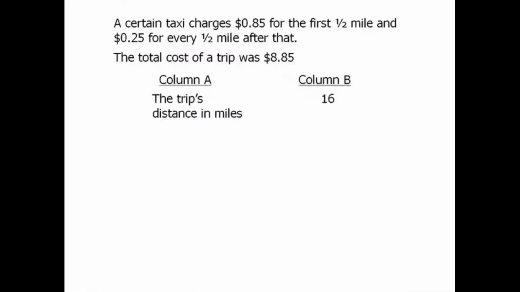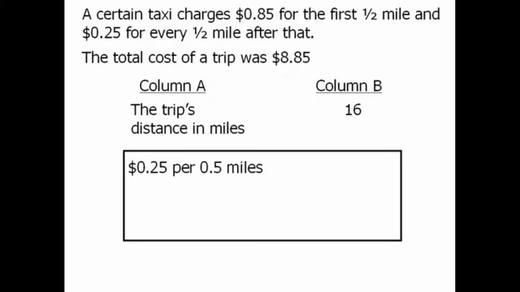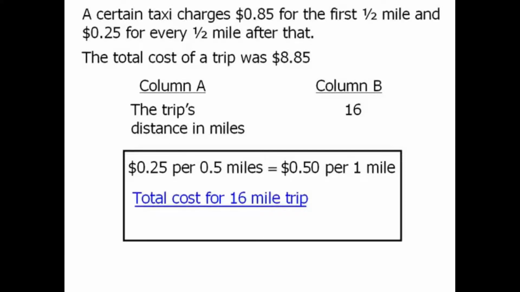Okay, the question tells us that the taxi charges 25 cents for every additional half mile. This means the taxi must charge 50 cents for every additional mile. Now in the question, we're comparing the trip's distance with column B, 16 miles. So let's calculate the total cost for a 16-mile trip.